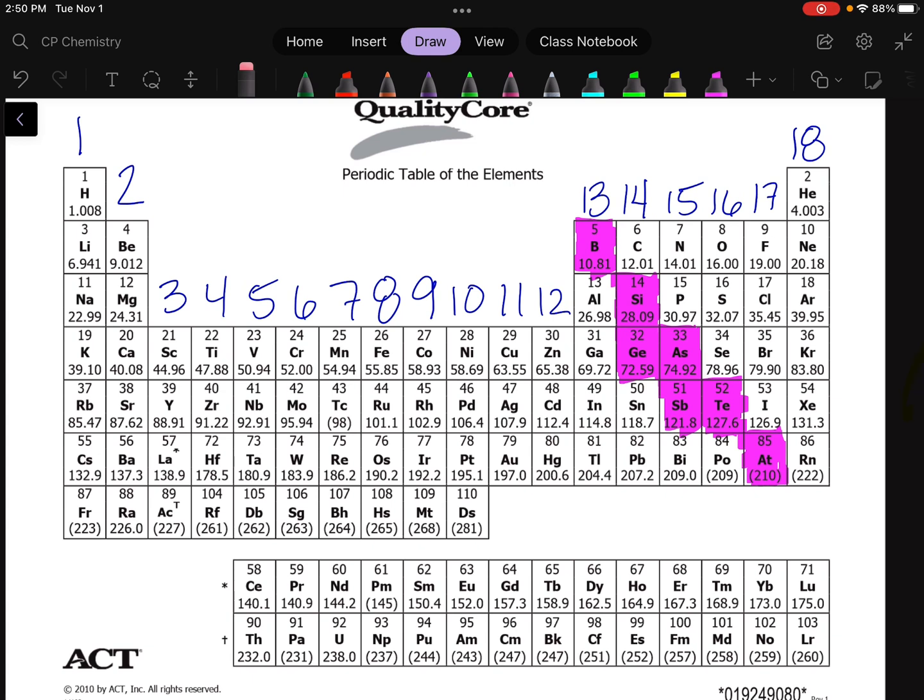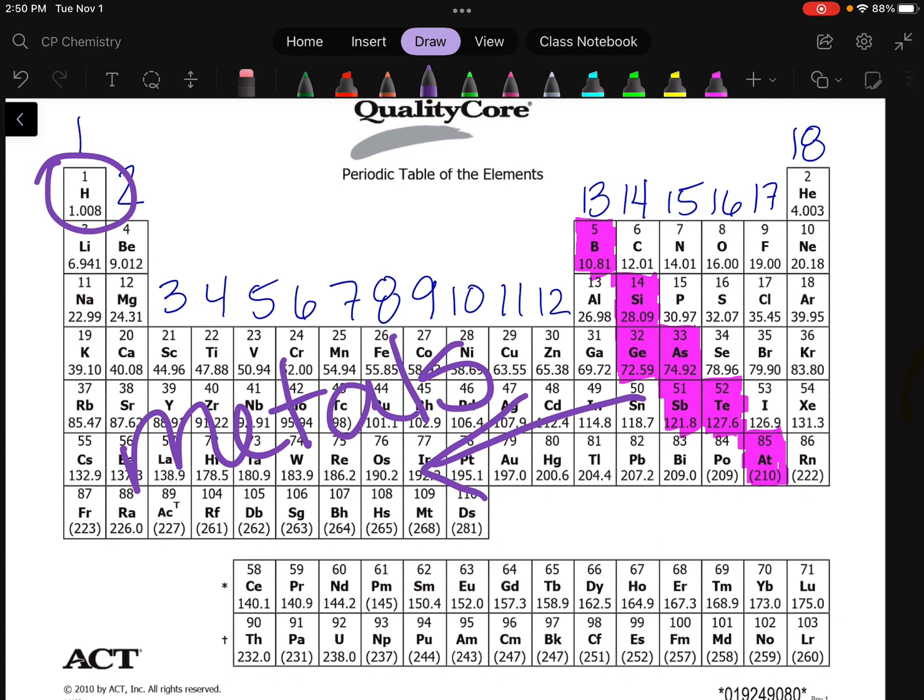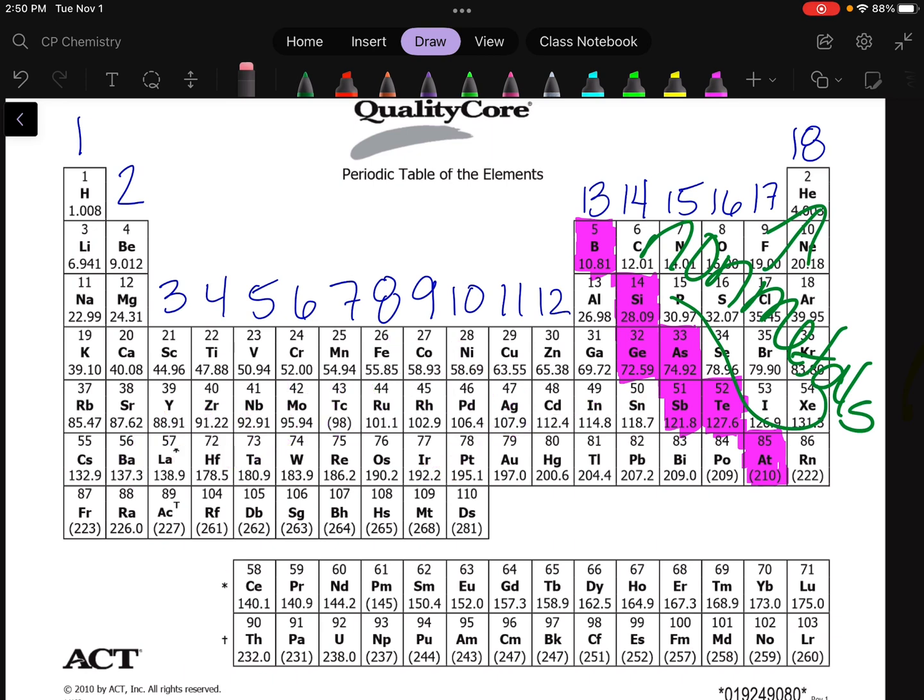A little review. I have highlighted the metalloids for you in pink. Everything to the left of the metalloids are your metals. The only exception is hydrogen. It is not a metal. And then everything to the right are your nonmetals. That's all of these in this corner over here above the metalloids. So just remember, metals are to the left, nonmetals are to the right of your metalloids.